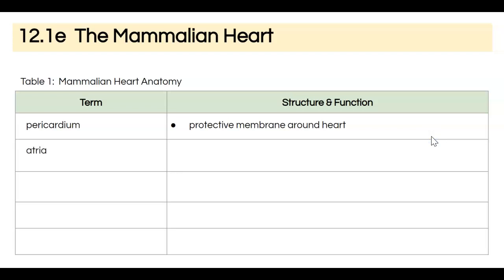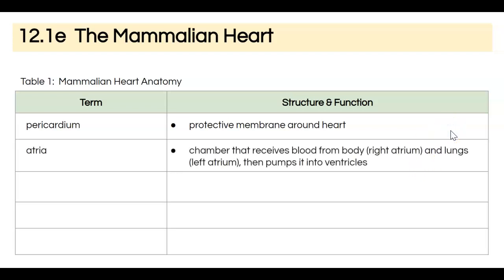So next we have the atria. So the atria is plural for atrium. We have 2 of them. Their job is going to be receiving blood from different parts of the body, right? So, you know, either receiving it from the body itself, which is our right atrium, or the lungs, which is the left atrium, and then eventually pump it to the ventricles.